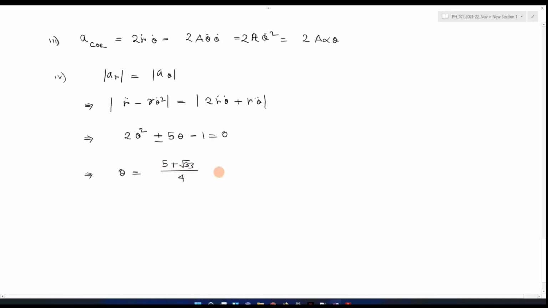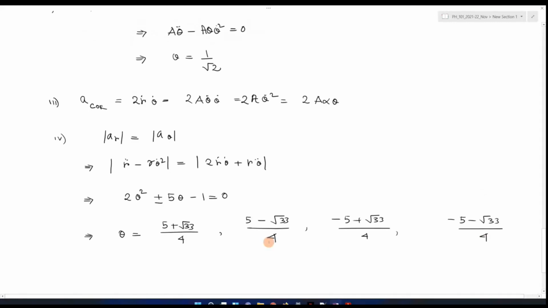5 plus root 33 by 2, 5 minus root 33 by 4, minus 5 plus root 33 by 4, then minus 5 minus root 33 by 4. Now you tell me, can all these 4 values be correct, or can some of them be neglected, or are some of them not correct?